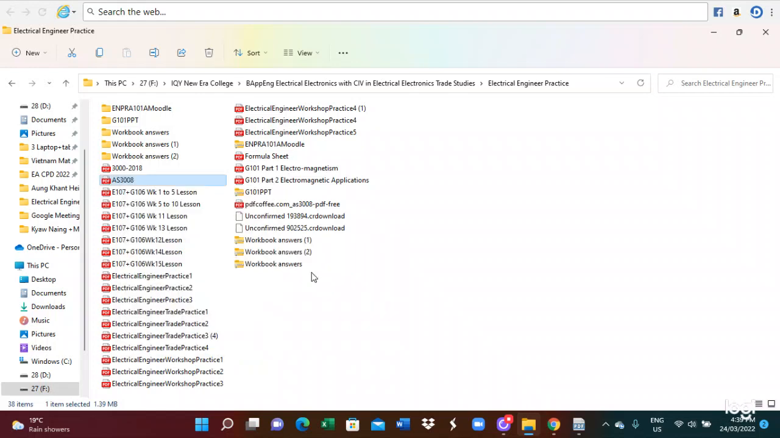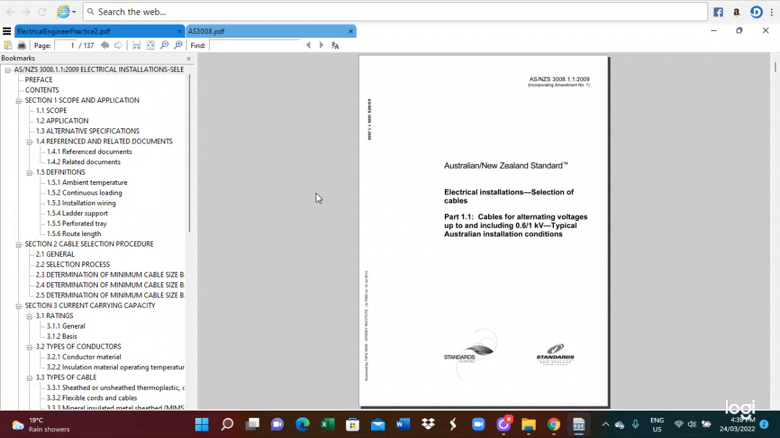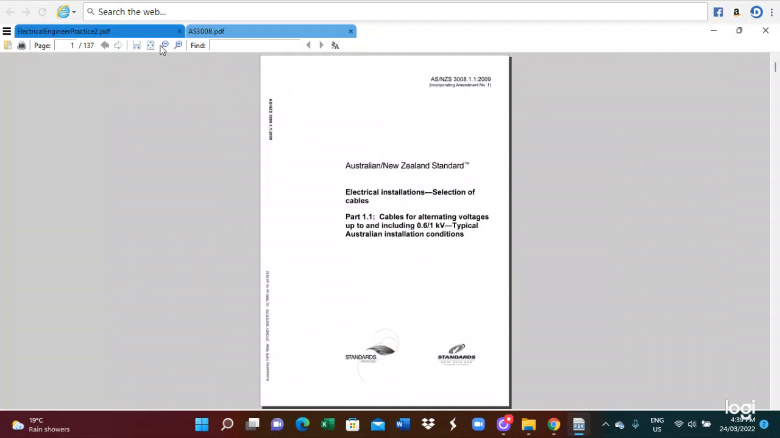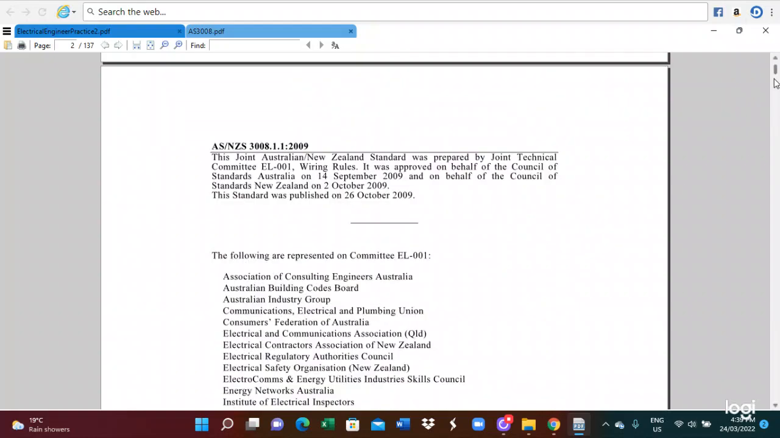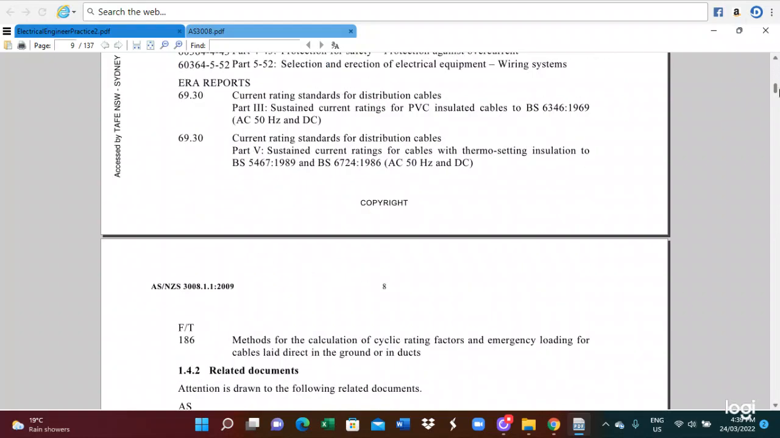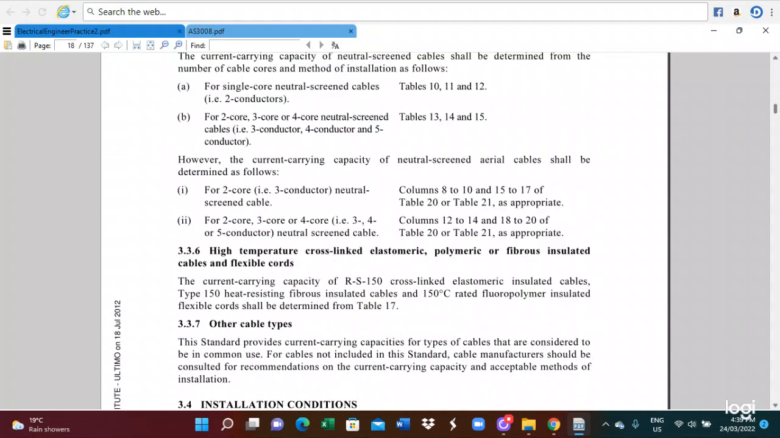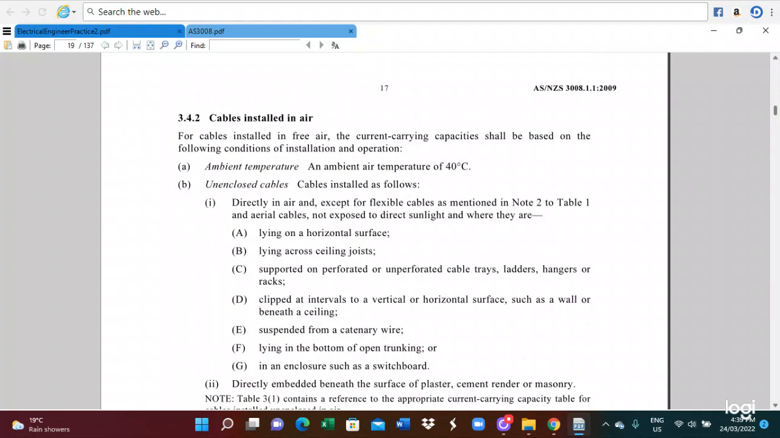So for AS 3008, we refer to table 3-2. This is the AS 3008 table, then we use table 3-2. So go down and look at table 3-2. Table 3-2 is here.